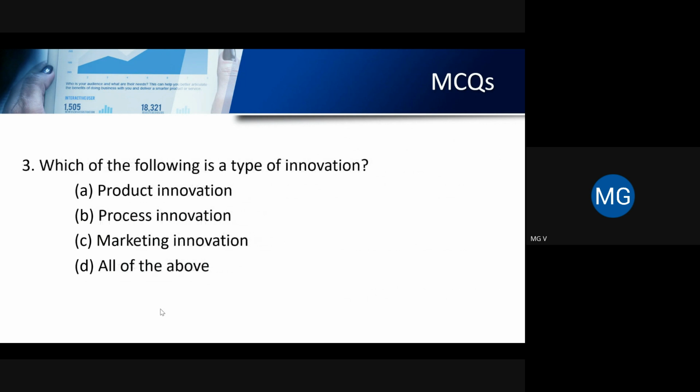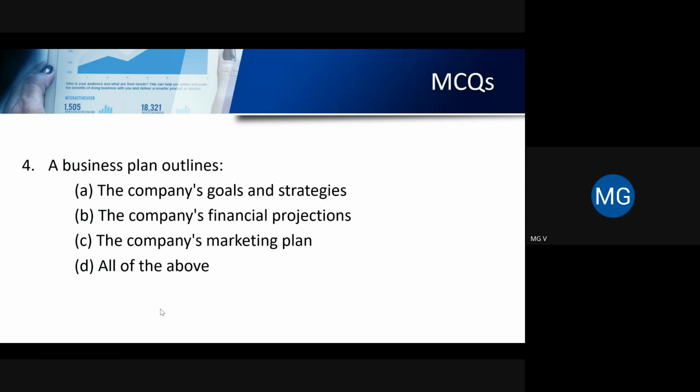Which of the following is a type of innovation? Product innovation, process innovation, marketing innovation, or all of the above? All of the above. Right. A business plan outlines the company's goals and strategies, the company's financial projections, the company's marketing plan, or all of the above. All of the above. Right.